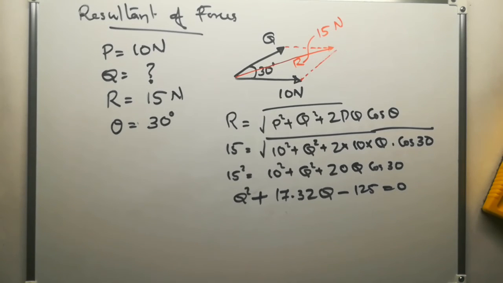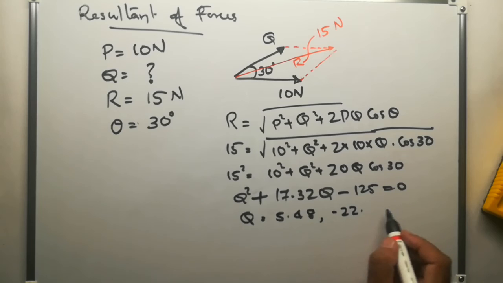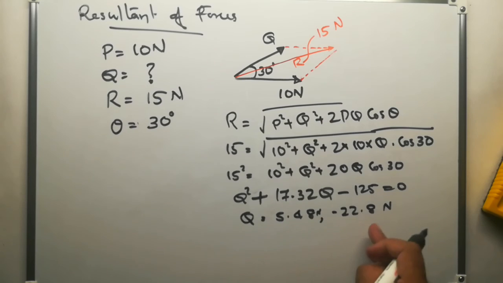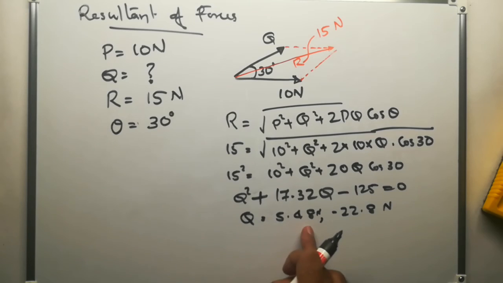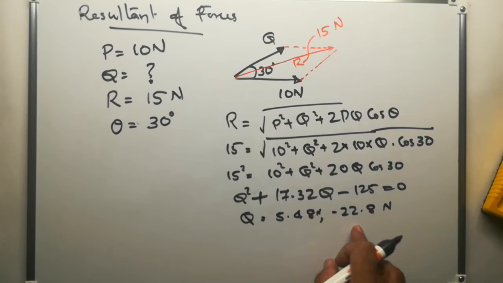When we find the roots of this quadratic equation, we will get Q equal to 5.48 or minus 22.8 Newton. Which one will we select? We will select 5.48, the positive value, because if we consider the minus 22.8, the included angle between these two will not be 30 degrees.